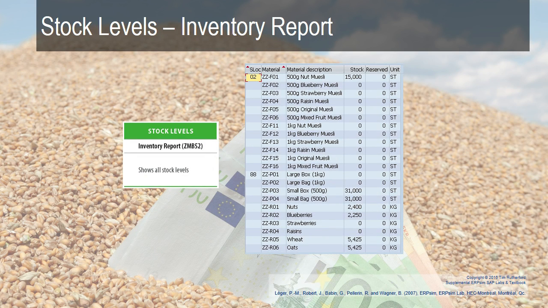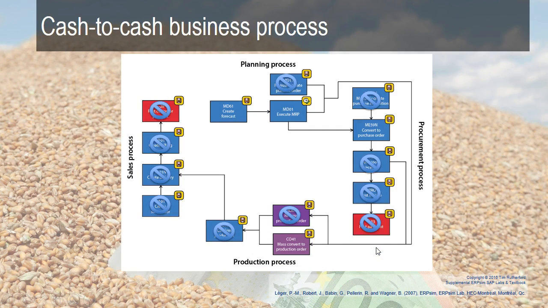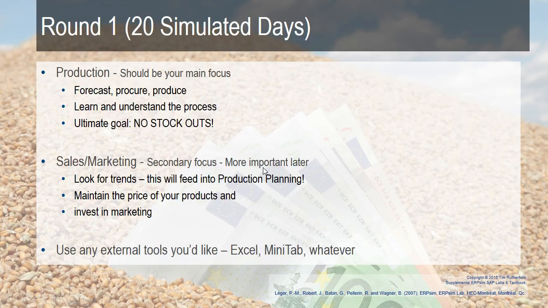Checking your inventory, you can go to one of the transaction codes, ZMB52, it's a report, and it shows you how much you have in stock for each one of these. And this is the overall production process. Again, the only items you'll be doing are creating the forecast, running MRP, converting your planned purchase orders into actual purchase orders, and then converting your planned production orders into production once the raw materials have been received, and everything else is automated within the simulation.